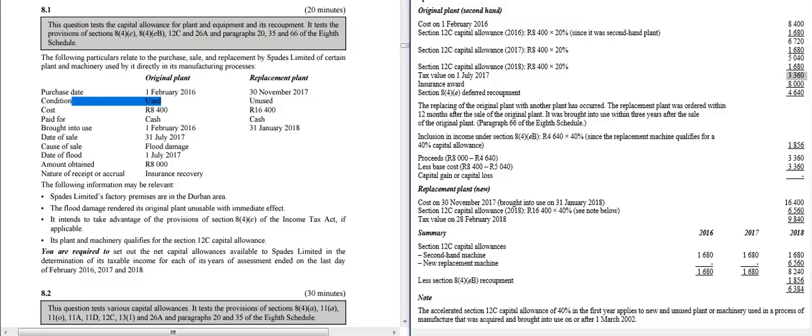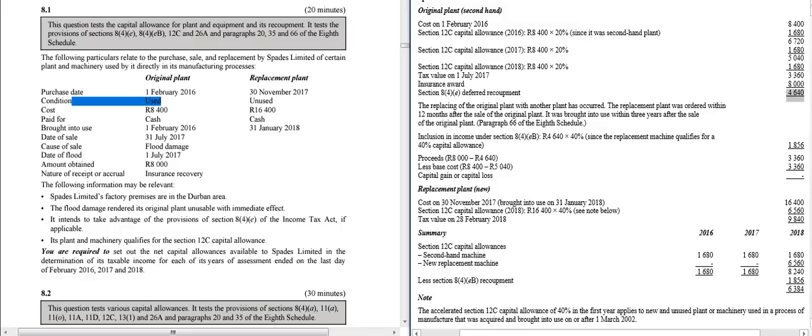Now this is the value of this asset after deducting the capital allowances when this asset was damaged due to the flood. Okay, then what we did is on this we claimed an insurance claim and we got 8,000 Rand. So in other words, if we take our tax value less the insurance claim, that means we made a recoupment or we made a gain. And that's a recoupment according to section 8(4)(e). So in other words, we made a recoupment of 4,640 Rand.